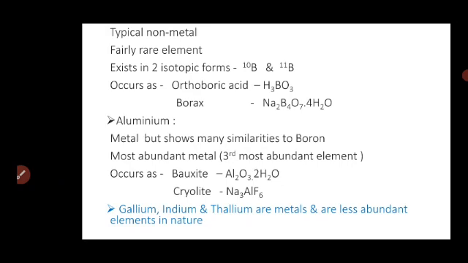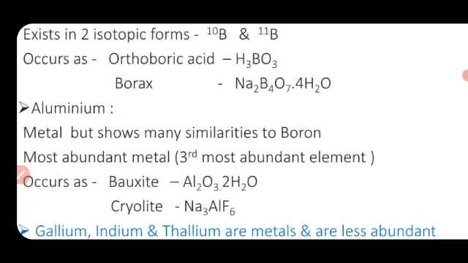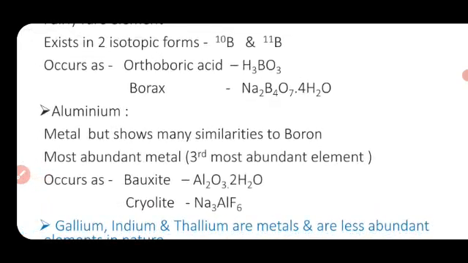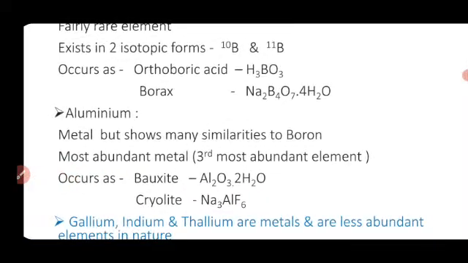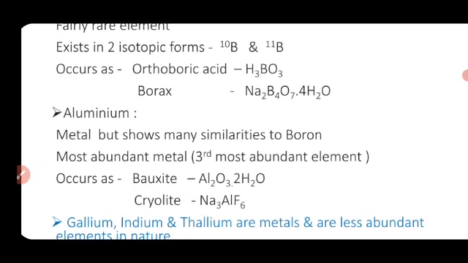One more thing, this is the third most abundant element. Remember, when we see the overall periodic table, how many elements are there? Minimum 120 elements are there. Out of that, this is the third most abundant element in Earth's crust. The first one is oxygen, the second one is silicon, and the third one is aluminium. So the occurrence is very large. That is called abundant.